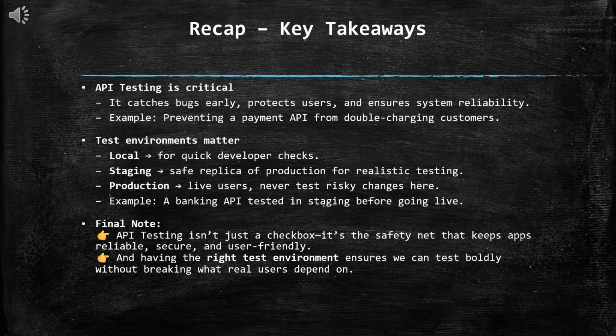To recap, API testing is critical because it catches bugs early, protects users, and ensures system reliability. The example of preventing a payment API from double-charging customers highlights this. Test environments also matter: local for quick checks, staging for realistic testing, and production for live users. API testing isn't just a checkbox, it's the safety net that keeps apps reliable, secure, and user-friendly. And having the right test environment ensures we can test boldly without breaking what real users depend on.